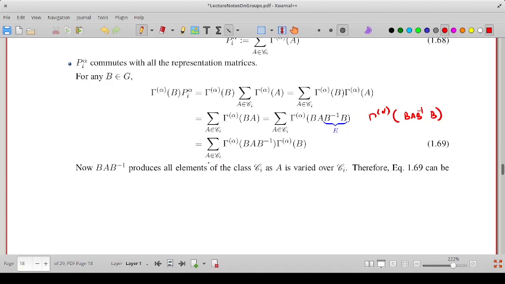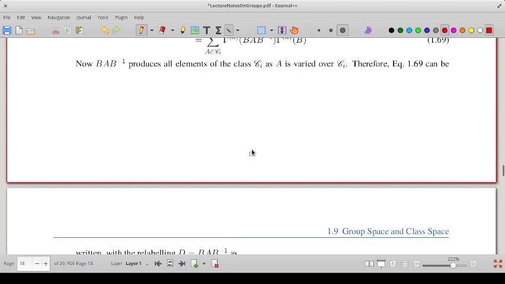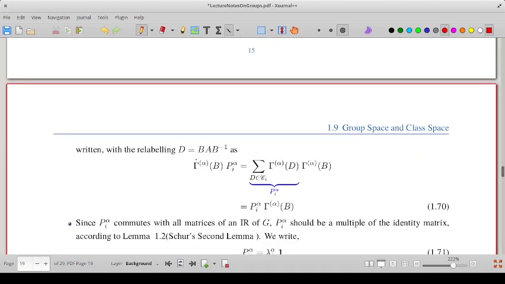So thus instead of taking the summation over A in Ci, I could instead take the summation over this object BA B inverse. This will also take me through all the elements in the class Ci. So we will give BA B inverse a name and call it D.